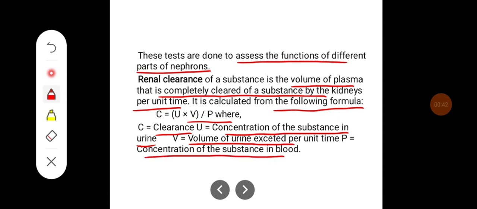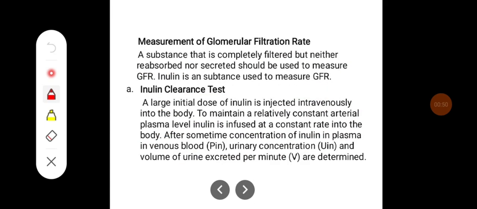Okay, so clearance is equal to the amount of the substance present in the urine divided by the substance present in the plasma. Measurement of glomerular filtration rate. A substance that is completely filtered but neither reabsorbed nor secreted should be used to measure GFR. Inulin is the substance that is used to measure the GFR.